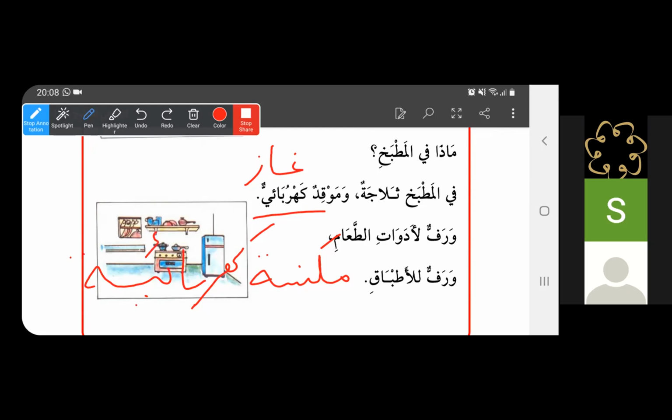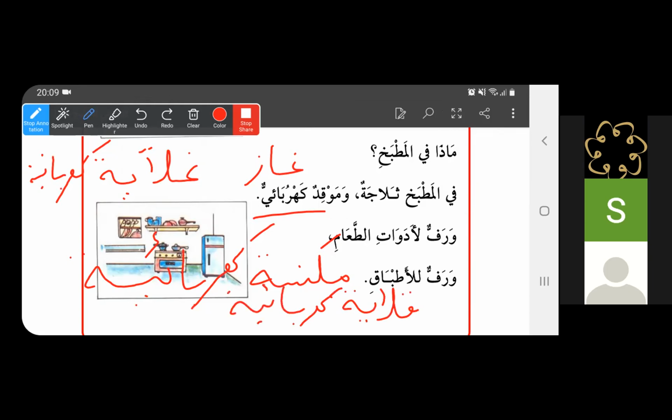مكنسة كهربائية. طيب, you have مثلا غلاية كهربائية. غلاية is your boiler in which you are boiling the water. غلاية كهربائية. تمام, you are steaming your water. طيب, okay, you have air fryer. قلاية. قلاية كهربائية. Yeah, it's air fryer, also it's electrical. So قلاية كهربائية because it also works with the electricity.